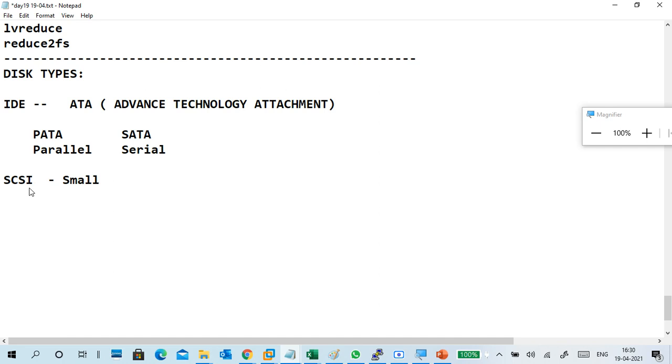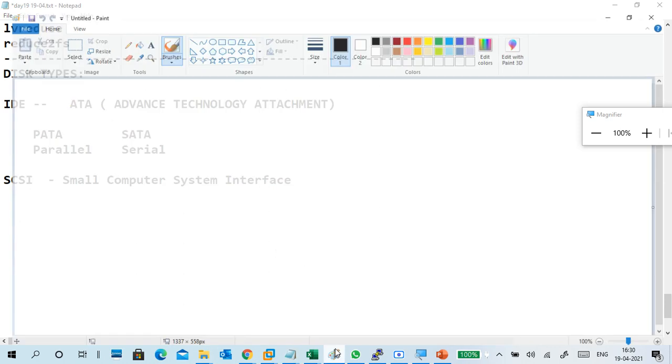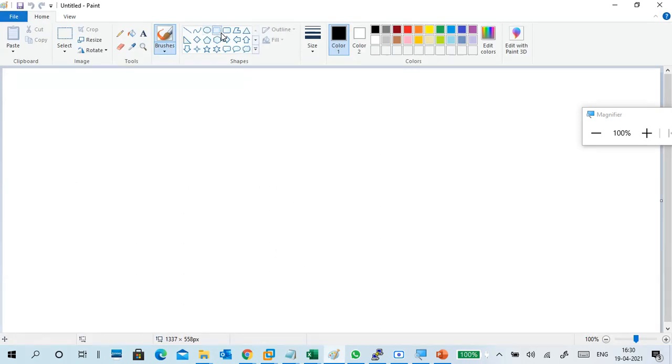Simple computer system interface. Very good. Small computer system interface. Very good. So you still remember small computer system interface. What is this SCSI? Normally an IDE type of disk has a limitation. So what is the limitation?